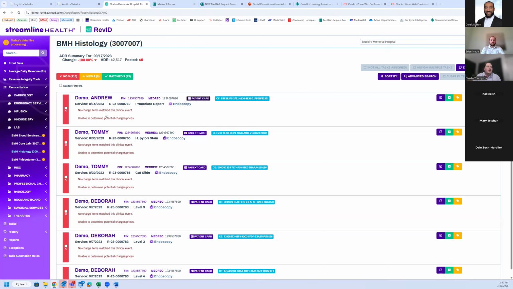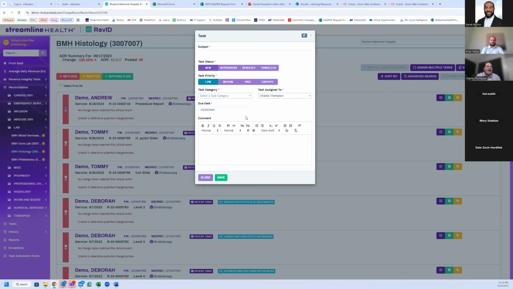And then you'll see here that it says no charge items match this clinical event. And RevID is expecting a charge item for this clinical event. And so if I am the person responsible for correcting this, I would go into my EMR. I can easily copy the FIN number, paste it into the EMR, pull up this record, and make that correction. I then can select this record in RevID, and when I go to assign this task, I can resolve this task inside the system if I'm the person that's responsible for it.